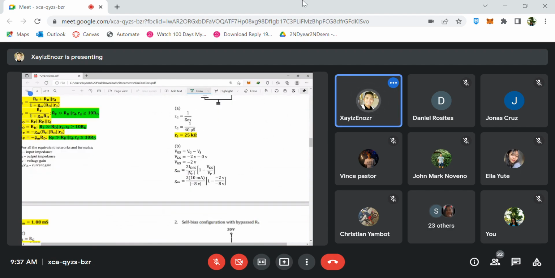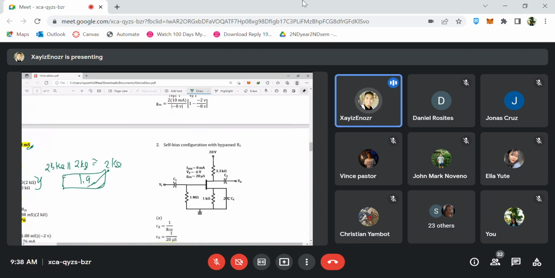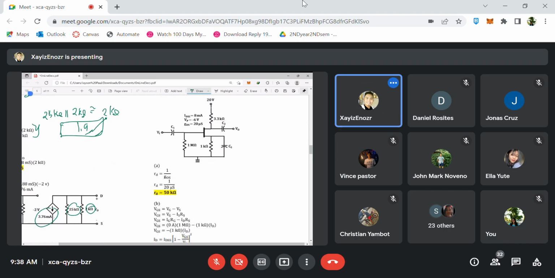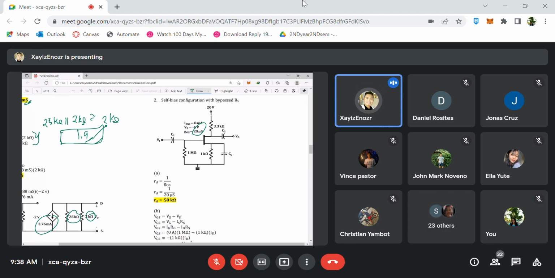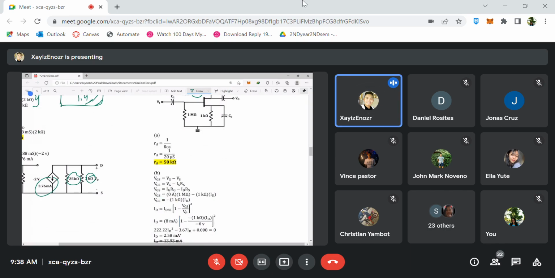Example nito, self-bias with bypass RS. So, ganun pa rin yung unang step. Okay, hanapin mo si RD, 1 over GOS. Given naman si GOS, which is 20 microsiemens. Then, kunin mo ang reciprocal, that is 50 kilo ohms.